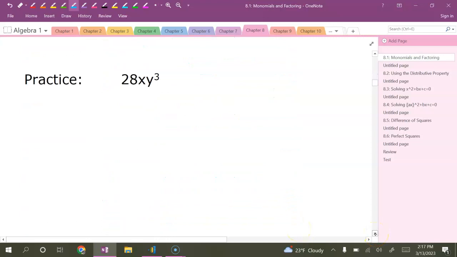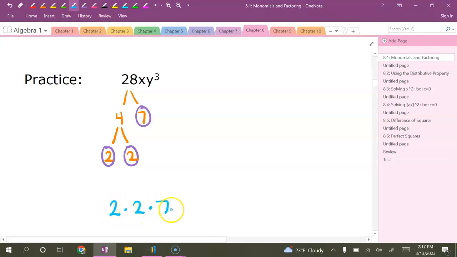Now for the second practice problem, I started this one by doing 4 times 7. 7 is prime, 4 is not. 4, we could break that down to 2 and 2. And so then to write this one out, it would be 2 times 2 times 7. And then for your letters, we have X, and then we have 3 Y's.